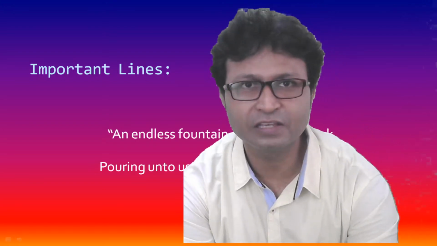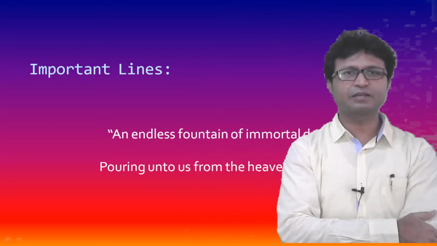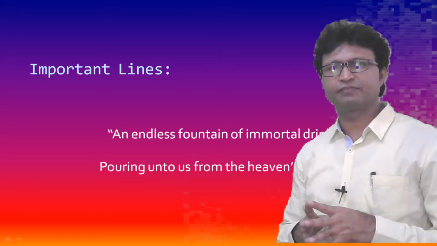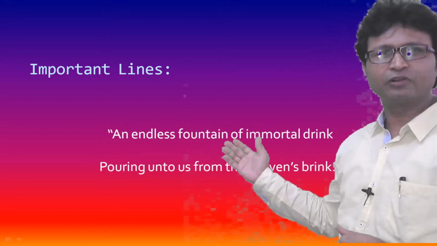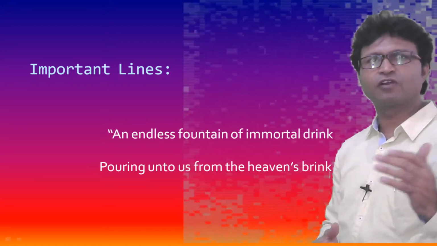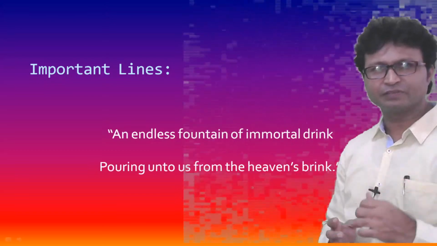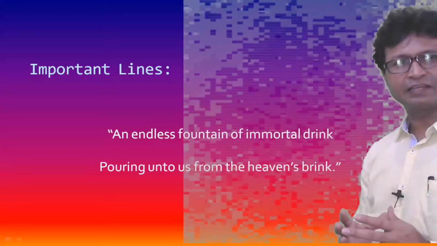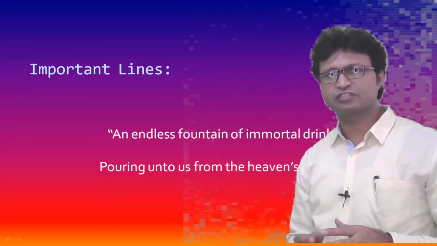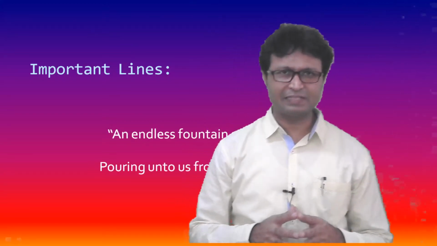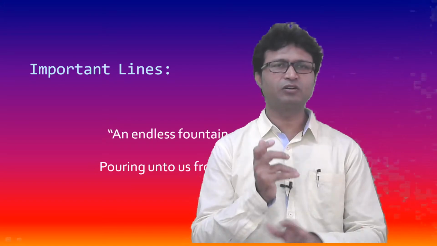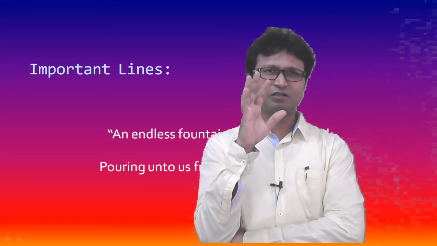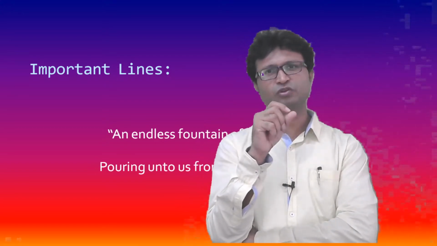Okay, endless immortal, the next line that's coming up, let us check it out. It is something about an endless fountain of immortal drink pouring unto us from the heaven's brink. Are you able to see the lines? This refers to those wonderful tales, those wonderful stories, written down or told to us from generation to generation. All those things are also joy for us, even now.